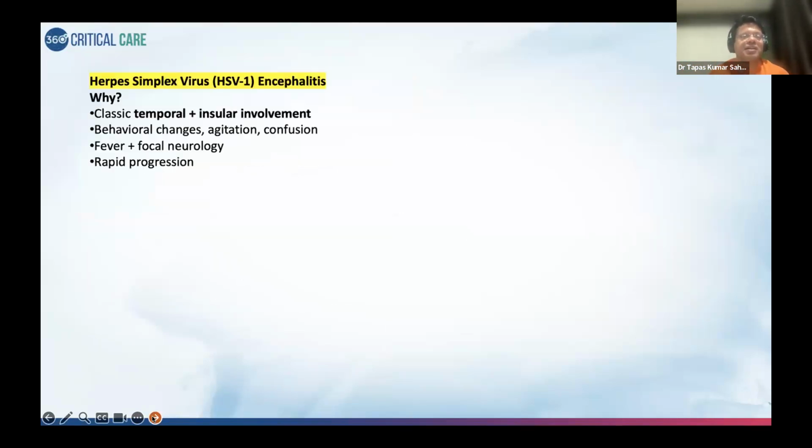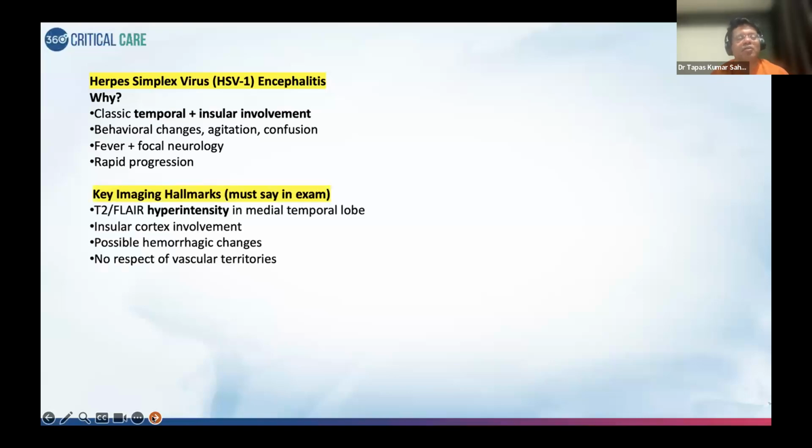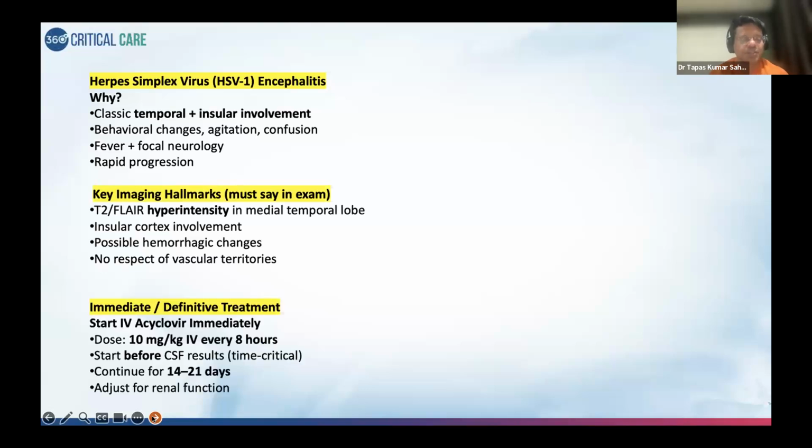Now herpes simplex virus encephalitis, that is HSV-1, classic temporal plus insular involvement. There would be behavioral changes plus agitation plus confusion. Fever and focal neurologic deficit would be there. Rapid progression would be happening. Now, key imaging hallmarks you must say in the examination: T2 FLAIR hyperintensity in the medial temporal lobe with insular cortex involvement. Possible hemorrhagic changes also can happen. There is no respect of the vascular territories, and it can also spread to other territories.